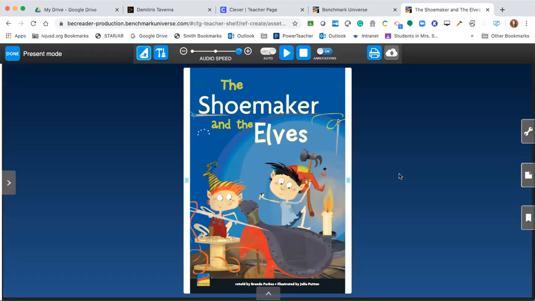Let's make a prediction. What kind of text do you think this is going to be? Is it fiction? Information? You're right. This is a fiction story. You may have predicted this was fiction because you can see the pictures are not photographs, they're drawings. So those don't look like people in real life.